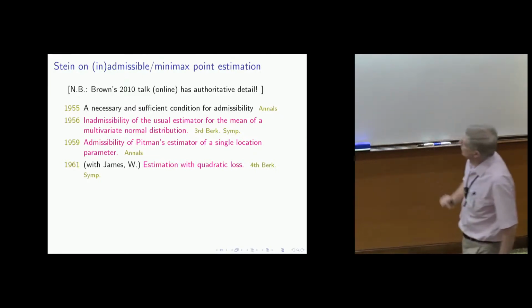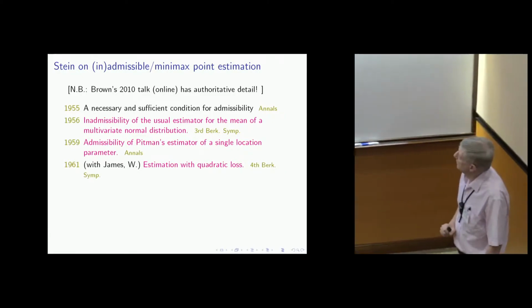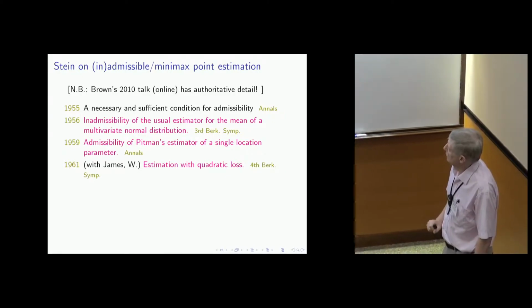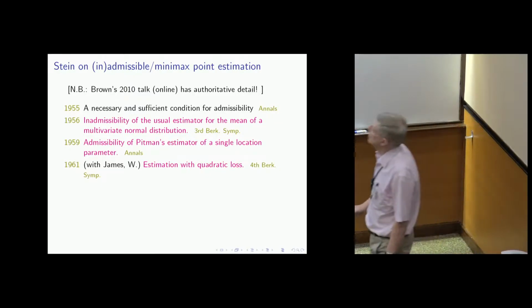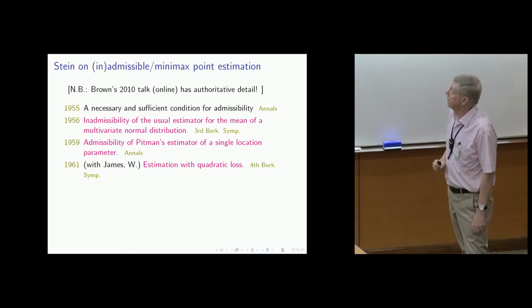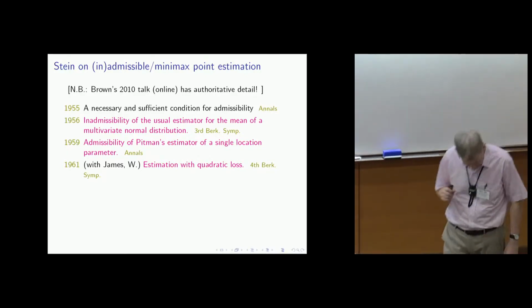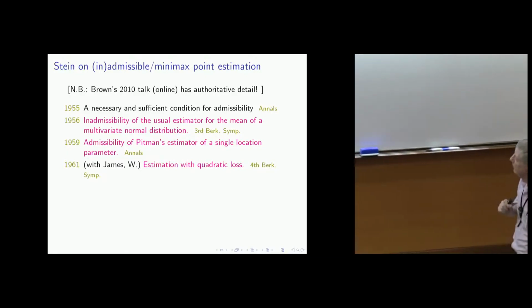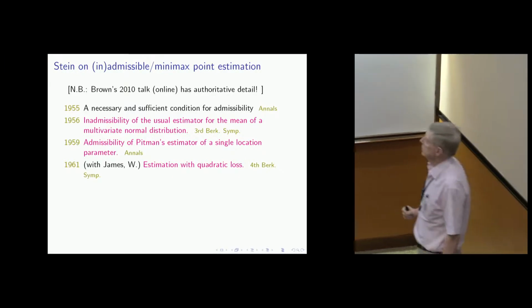And then moving on to the 59 paper, this is a discussion of the best invariant estimator of location under quadratic loss, proving admissibility by Blyth's method again. And then the great paper with James in 1961.